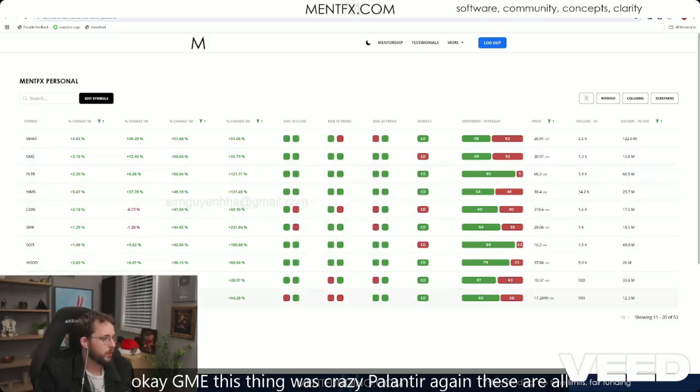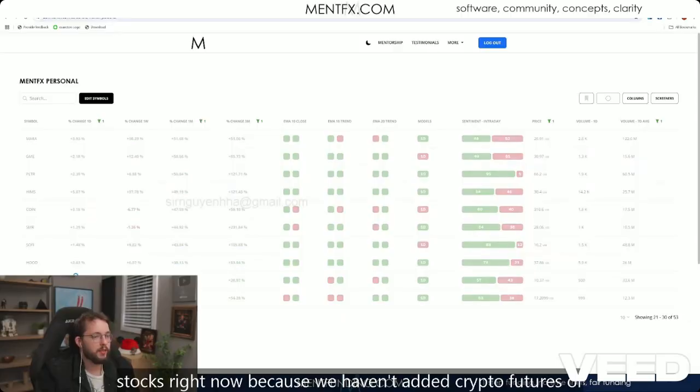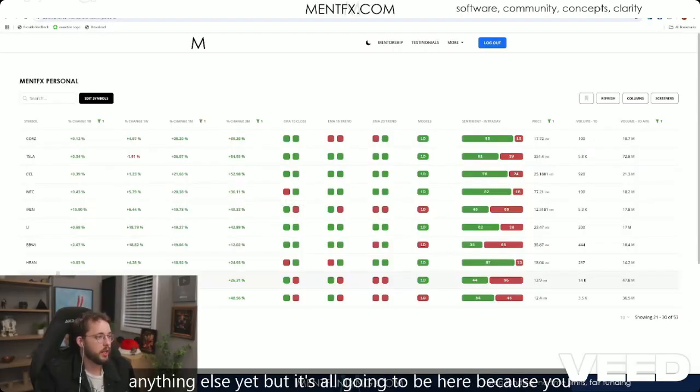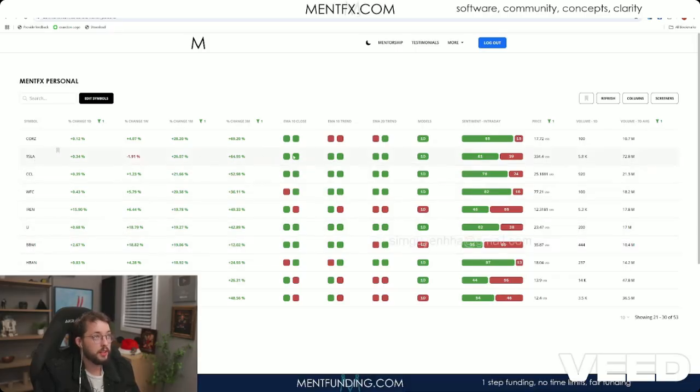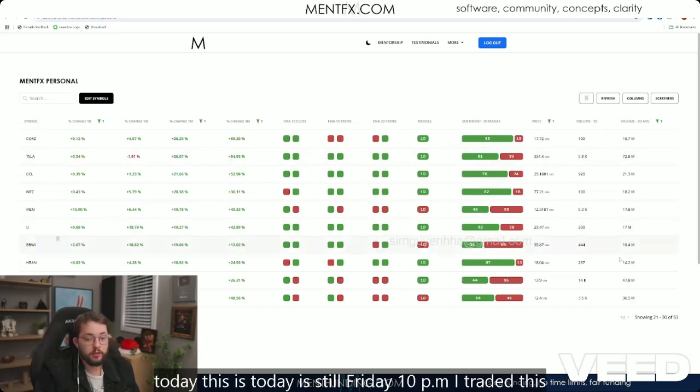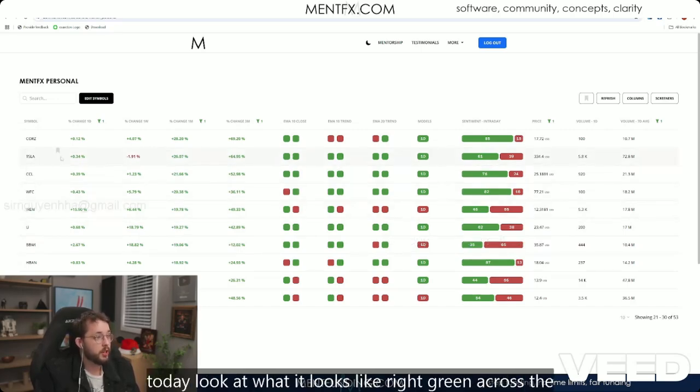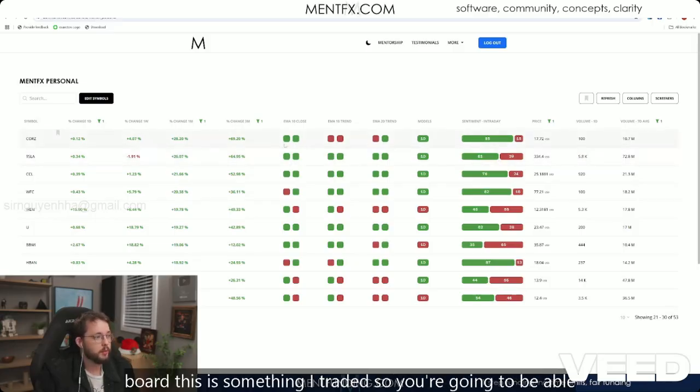Palantir. Again, these are all stocks right now because we haven't added crypto, futures, or anything else yet, but it's all going to be here because you have access to it. Tesla, this is something I just traded today. Today is still Friday, 10 p.m. I traded this today. Look at what it looks like, right? Green across the board. This is something I traded.